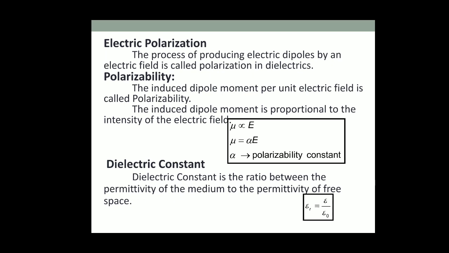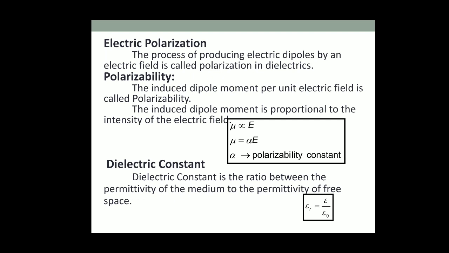Next, the dipole moment per unit volume of the dielectric material is also called the polarization vector P. So the relation between the polarization vector and the dipole moment is P is equal to N into mu, where N is the number of atoms.